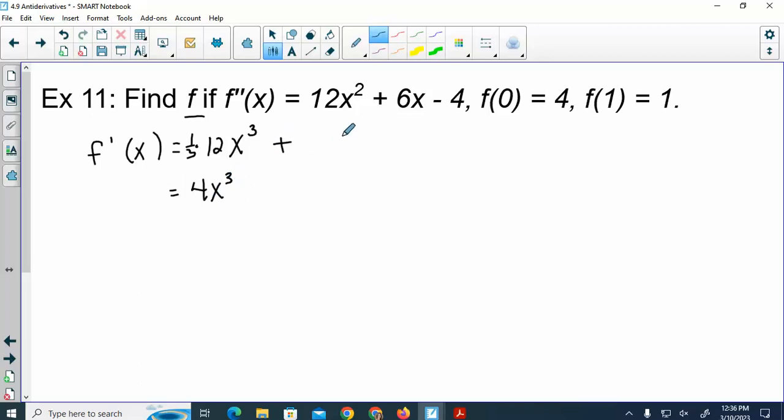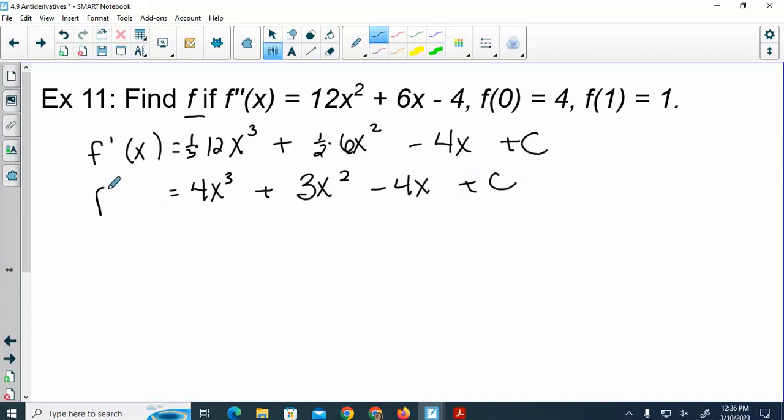Okay, so 6x. You add 1 to your power, so that's a square. Then you have to multiply by 1/2. So we get 3x squared. Minus 4, you have to add the x back to it. What else do we have? C. I need to figure out what c is. So, I'm going to use this: f of 0 equals 4 and f of 1 equals 1.